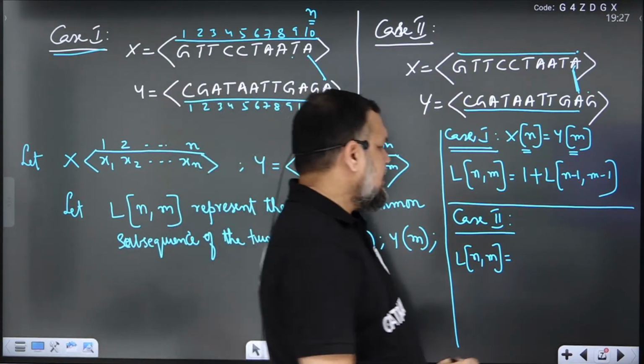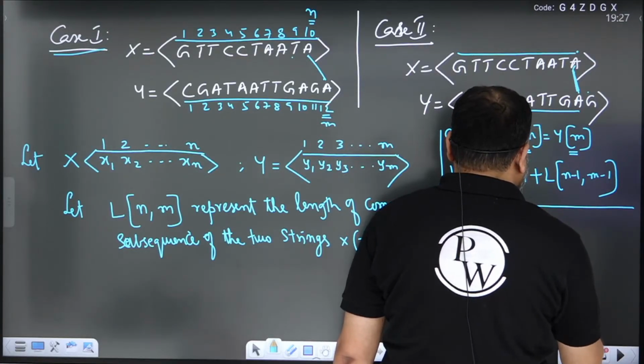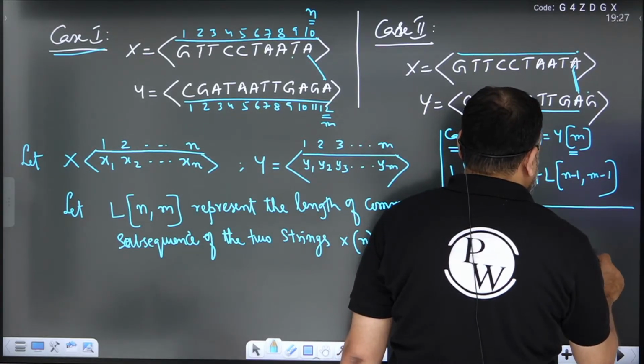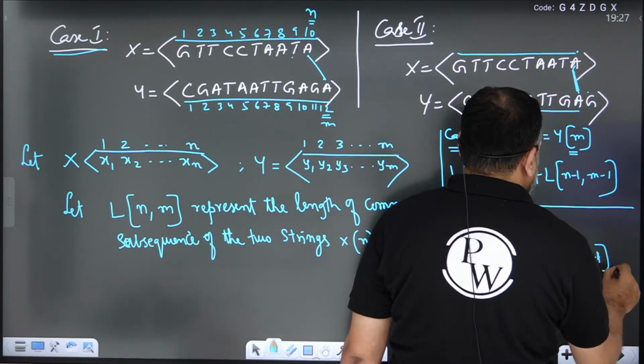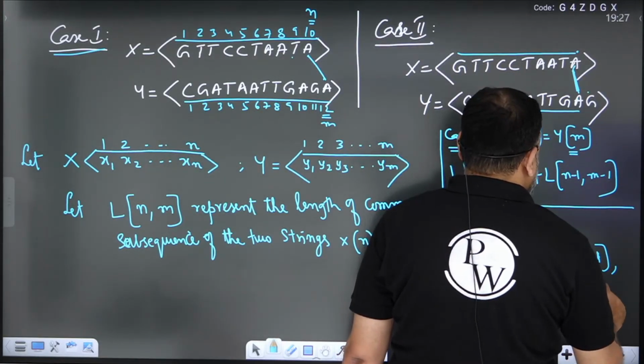So that I can write recursively as what? Maximum of, come on boys and girls, L of ending with x, not with y. So I will write L of n comma m minus 1 and L of n minus 1 comma m. That's it.